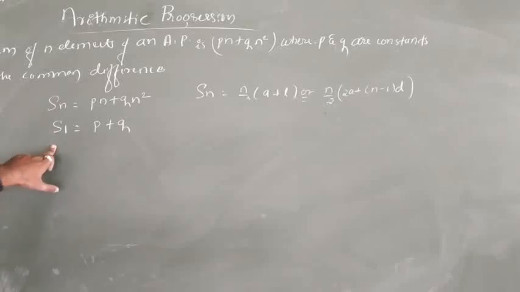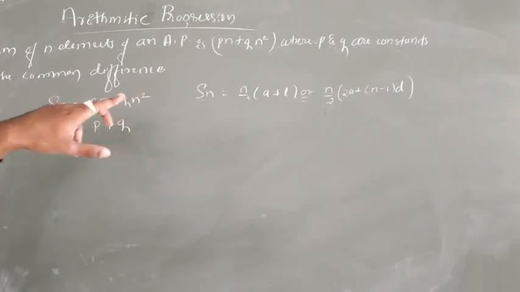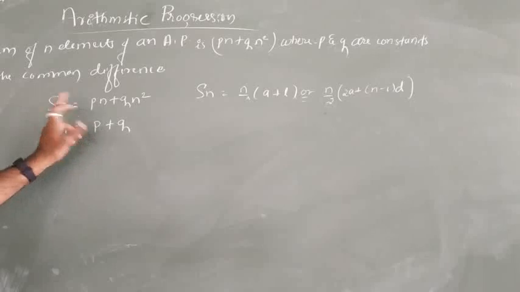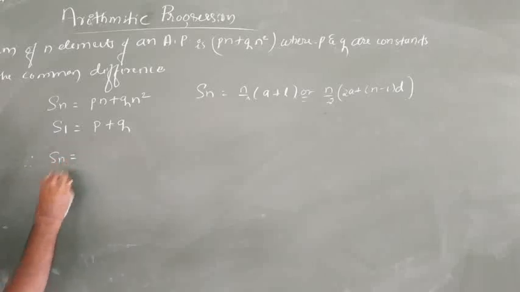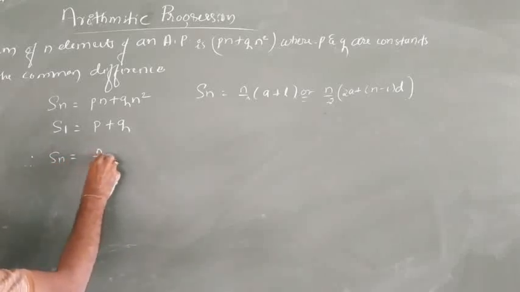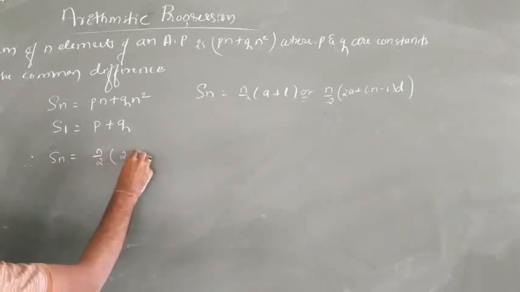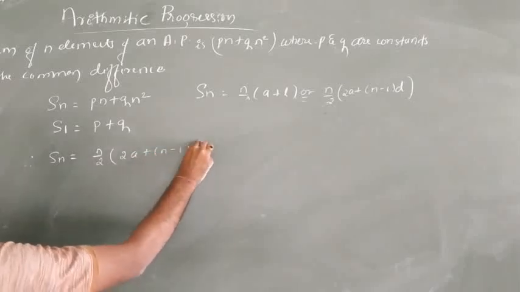What do we have to do for the first element? Where there is n we have to substitute it as 1. The second element, that is substituting 2. Then whatever you get, you have to substitute. Therefore Sn is equal to what is given to you. Sn is equal to n by 2, 2a plus n minus 1 into d.